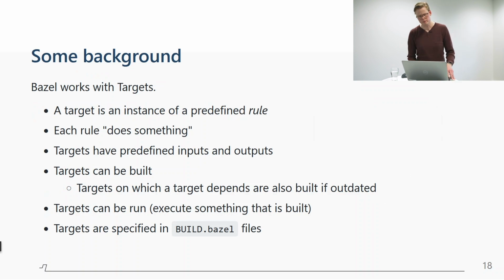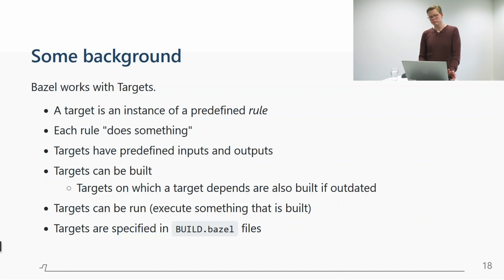Some background about Bazel. Bazel works with targets. A target is an instance of some rule that has been predefined, where each rule is basically just a script that does something. It can maybe run a tool or whatever. All targets have predefined inputs and outputs, and those inputs and outputs are known before any tool is run. So before the actual work is being done, those inputs and outputs need to be known.